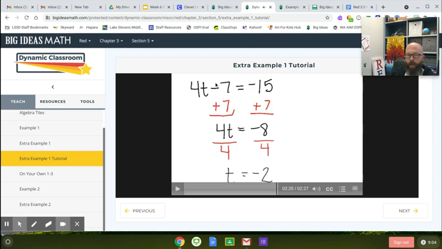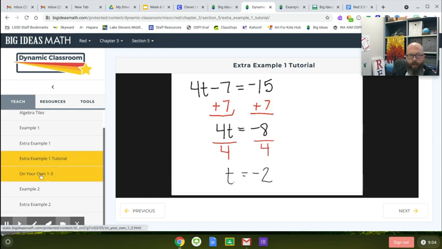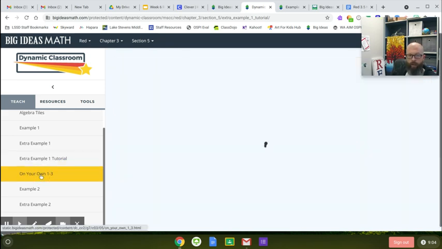Okay, so that is what your paper should look like. When I do them, that's what I do. I just do one step down at a time, bring down the 4t, and then bring down the t, and end up with negative 2. So that's how I like to do it. Make sure you have this on your notes. And then let's try 3 of them on your own here.